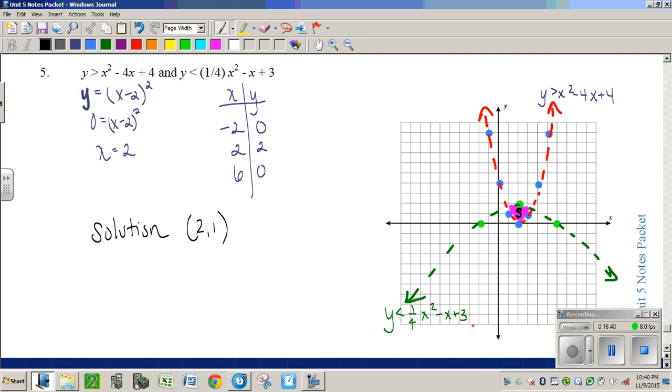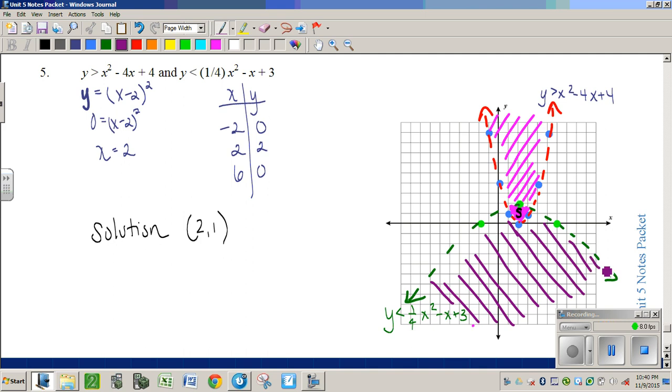Okay, the other option is that you can go ahead and shade everything. So like this would be shaded for the first one. And then if I wanted to shade the second one, I would shade down here. But again, where they overlap is your solution, and you want to make sure you label that with an S.